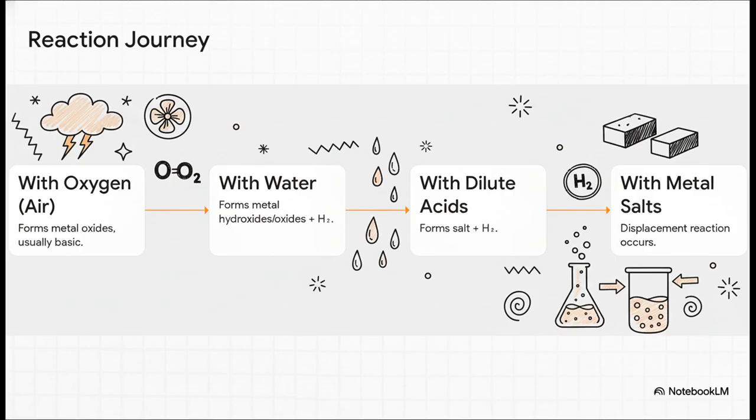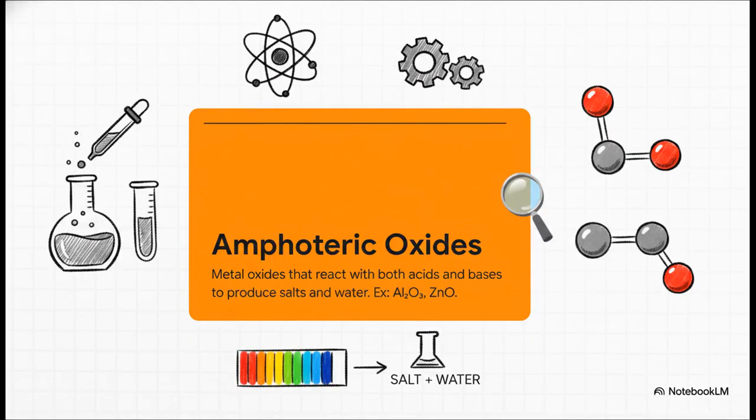Most metals will combine with oxygen to form metal oxides, and these metal oxides are generally basic in nature. Now, here is a very special category, and a keyword you must remember for your exams: amphoteric oxides. What are they? They are special metal oxides that can act like an acid and a base. The two examples you absolutely must know are aluminum oxide and zinc oxide.